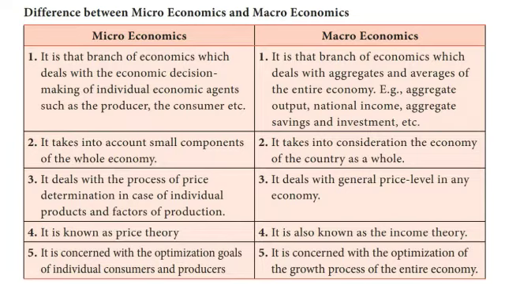Fifth point, microeconomics is concerned with the optimization goals of individual consumers and producers. Fifth point, macroeconomics is concerned with the optimization of the growth process of the entire economy.